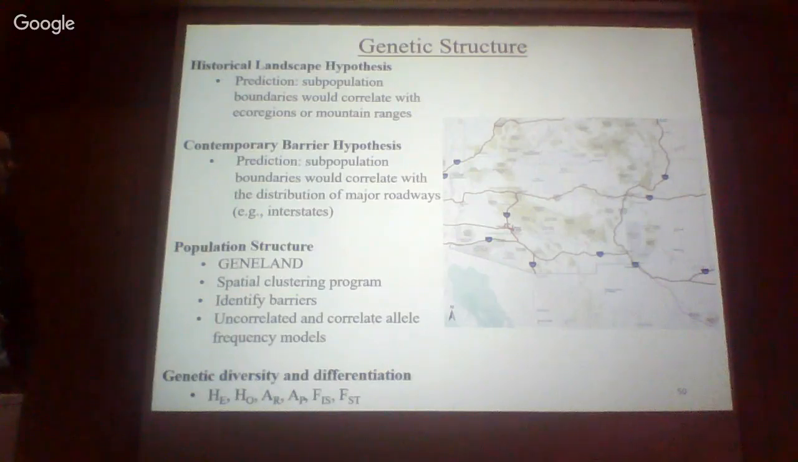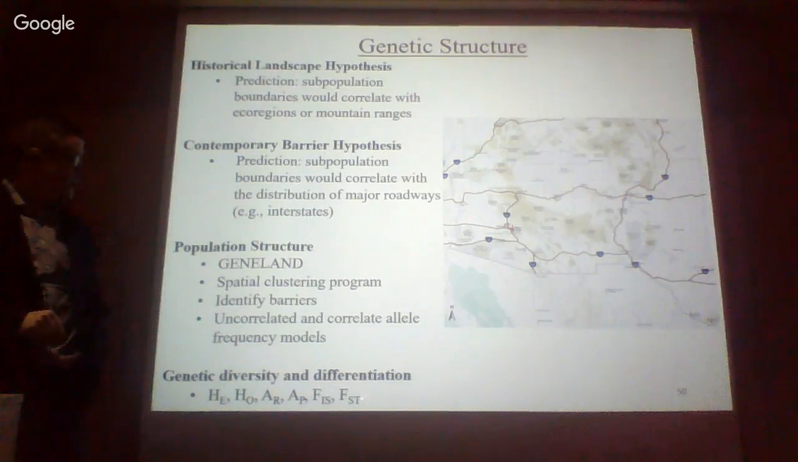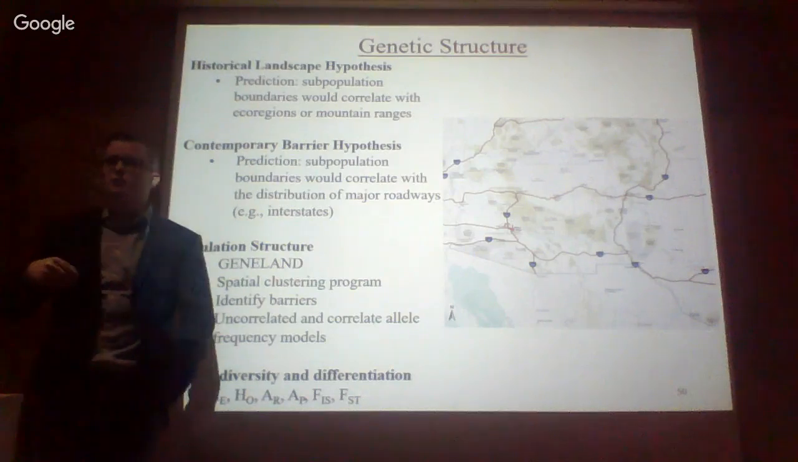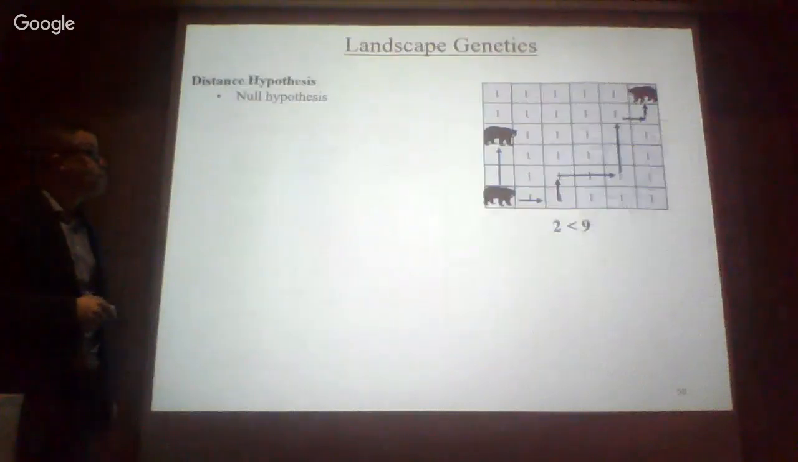And then once we identified the different subpopulations, if any, I calculated your typical genetic diversity and differentiation statistics, such as expected and observed heterozygosity, allelic richness, private alleles, FIS, which is the inbreeding coefficient, and then FST, which is your typical genetic differentiation, so how different are populations.